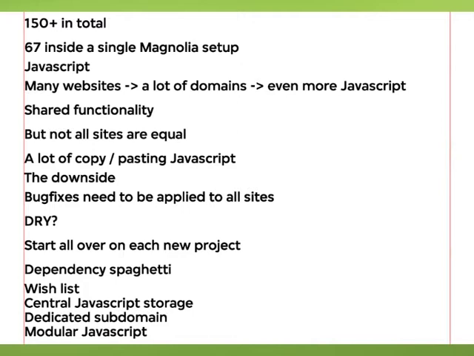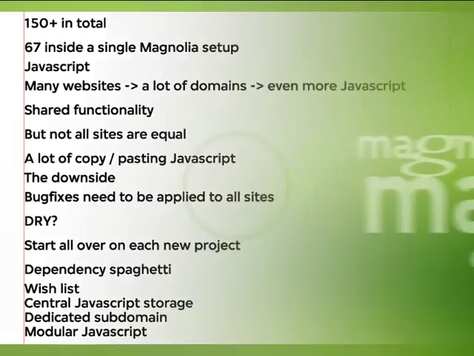And having a lot of websites means you have a lot of domains, and even more JavaScript. So there is some shared functionality, but of course not all sites are equal. They all have their own specific functionality. And what it resulted in is that we had to do a lot of copy pasting of code. If a bug showed up somewhere, you were bound to find it in other sites as well, because we copy pasted a lot of code. So you had to apply these bug fixes to all other websites as well, which is a hassle.